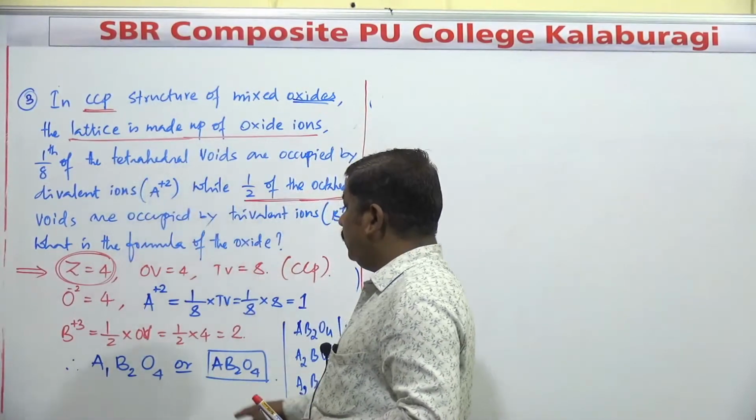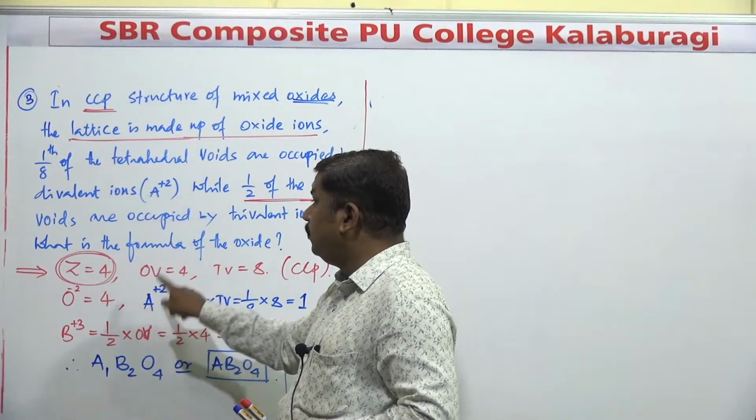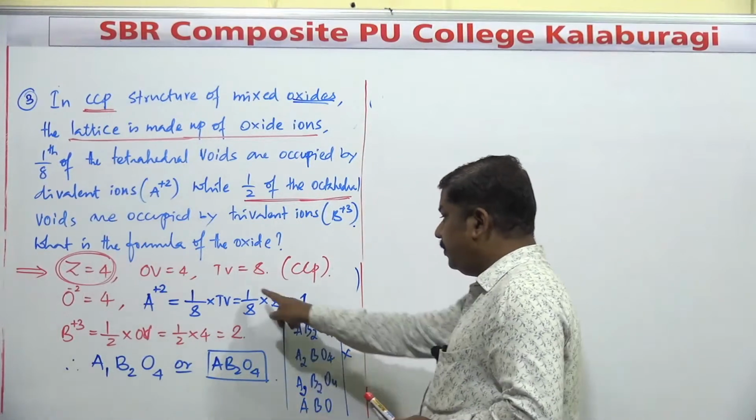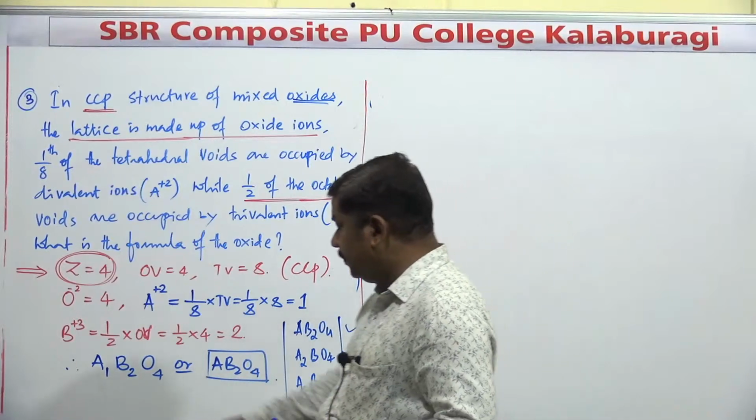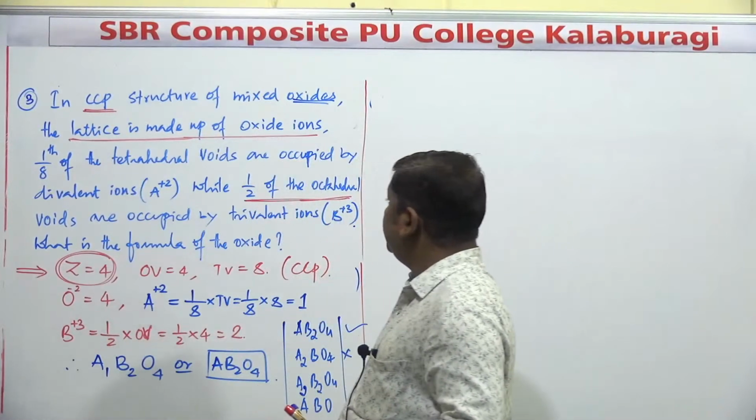1/8 of the tetrahedral void is occupied by this particular A plus 2. 1/8 into 8, 8 is the total number of tetrahedral voids. Next one, B plus 3. What's that? B plus 3 is going to be mentioned here.